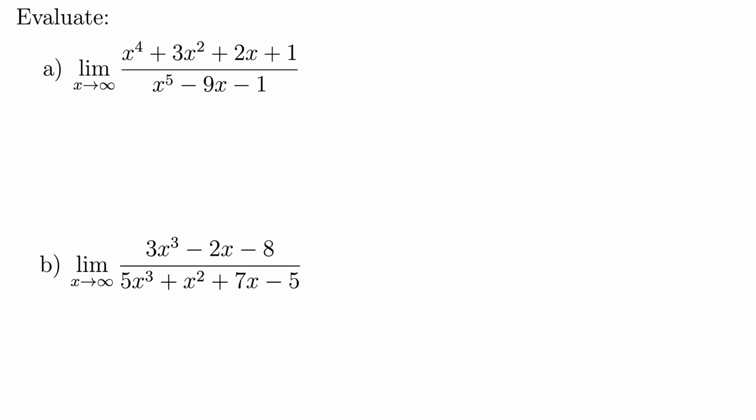Here we are looking to evaluate two limits at infinity. For part A, we have the limit as x goes to infinity of the quantity x to the fourth plus 3x squared plus 2x plus 1 all over the quantity x to the fifth minus 9x minus 1. Okay, well, let's start with the fast way.